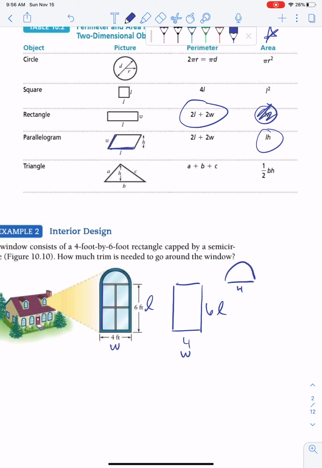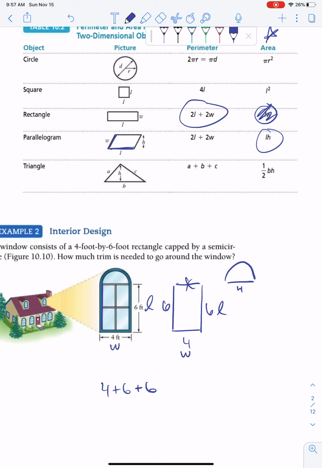But I've got to be careful. I'm not going all the way around the rectangle. I'm just going around 3 sides of the rectangle. So instead of using that formula, I'm just going to add up those 3 sides. So I've got 4 plus 6 plus 6. I'm not adding that side because it's inside the window.